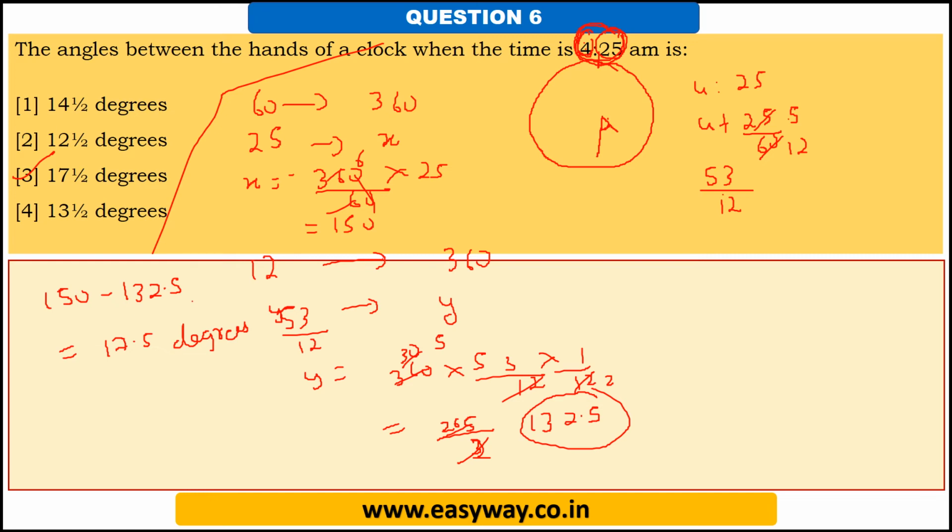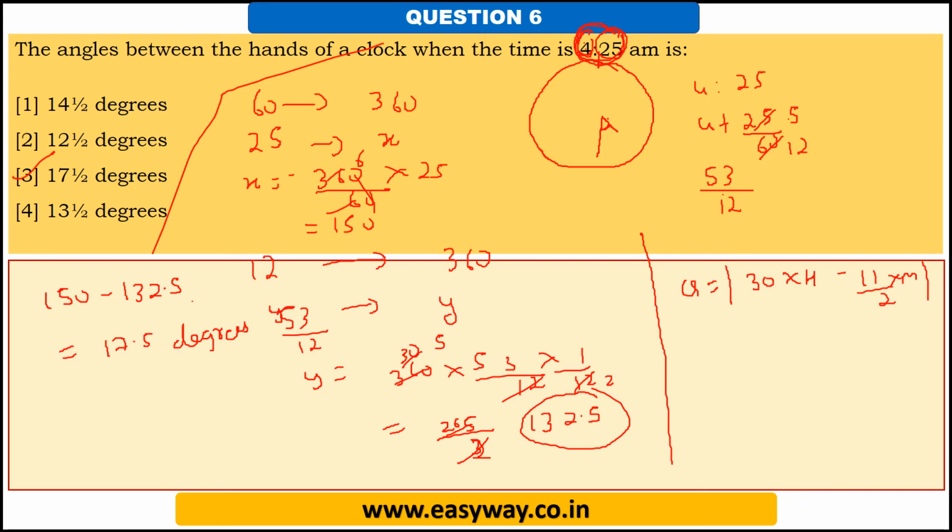There's a direct formula for doing this question. Theta is equal to mod of 30 into h minus 11 by 2 into m, where h is hours and m is minutes. Remember, theta, that is the angle between the two needles, is 30 into h minus 11 by 2 into m. Now what is h? Hours, and m is minutes.